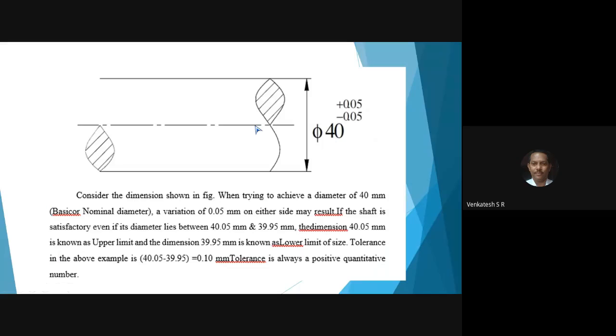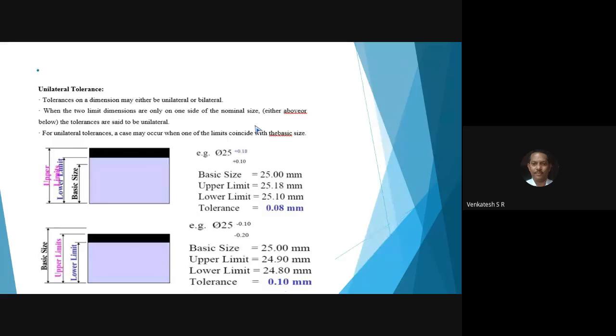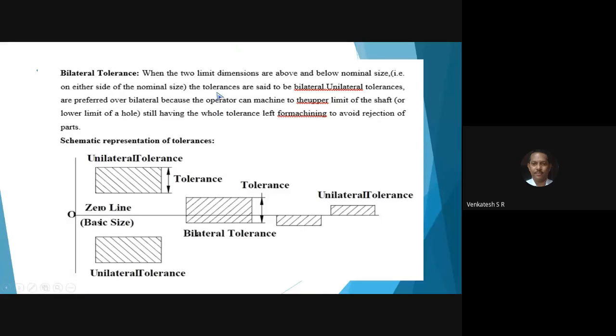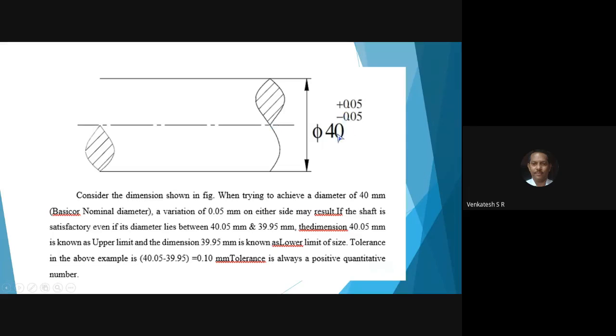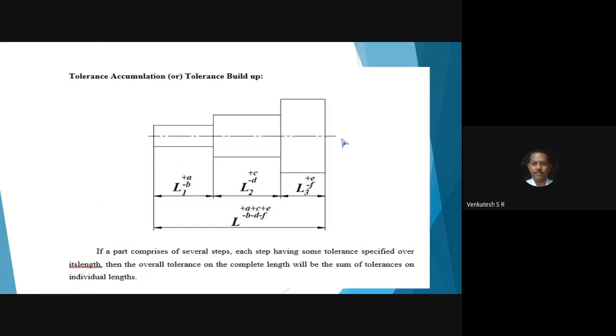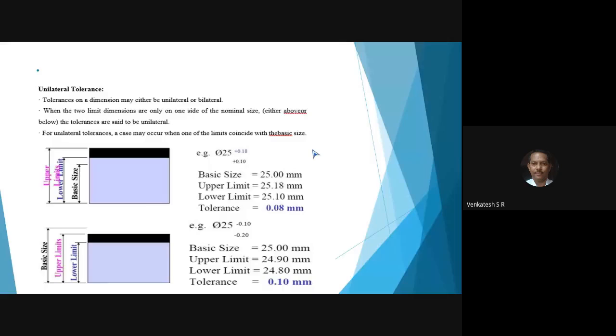Next, write down bilateral tolerance. For this, write down like this: 40 with superscript plus 0.05 and subscript minus 0.05. This is called bilateral tolerance.